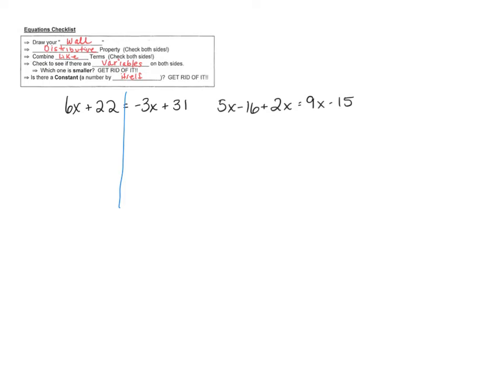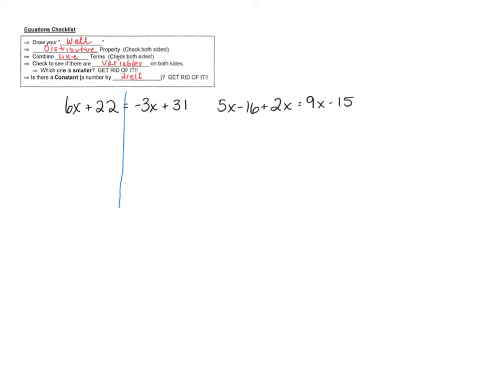Now, combining like terms means on one side at a time. I know that we have a 6x here and a negative 3x here, but we cannot combine them. That's why this wall is here. We can only combine them if they are on the same side of the wall. So we're going to keep going through our checklist. We're looking at number 4, which is to check to see if there are variables on both sides. And yes, they're on both sides. And we're going to look for the one that's smaller and get rid of it.